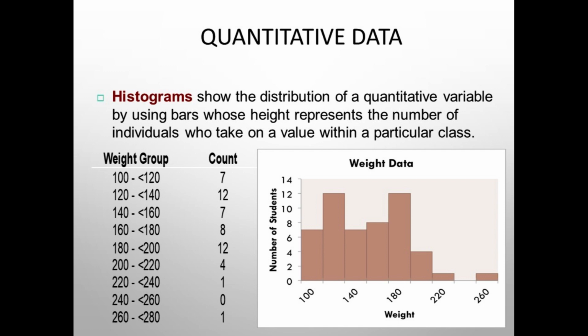We also notice that we have an outlier, one individual who is located in the 260-280 category. An outlier is an individual who falls outside of the overall pattern or records extreme values.